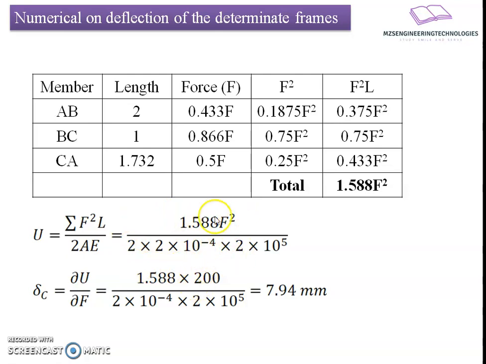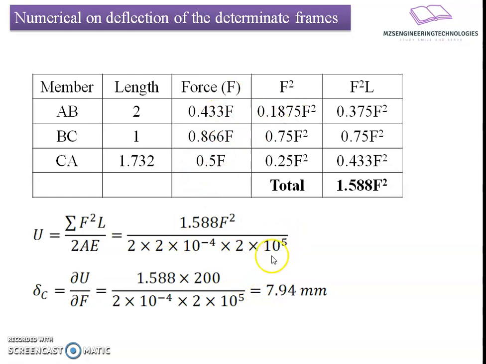So it will be twice 1.588 into. Now I have substituted the value of F here. Instead of writing in terms of F, I have substituted the value of F which we have considered as 200 divided by 2 into 10 raised to minus 5. Here the 2 which has come in the numerator after the derivative will get cancelled with the constant 2 in the equation. What remains is 2 into 10 raised to minus 4 multiplied by 2 into 10 raised to 5, resulting in a value of 7.94 per mm. So likewise we can find the deflection caused by the external force using the strain energy concept.